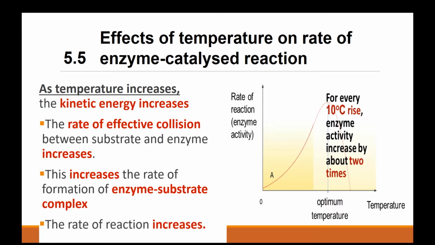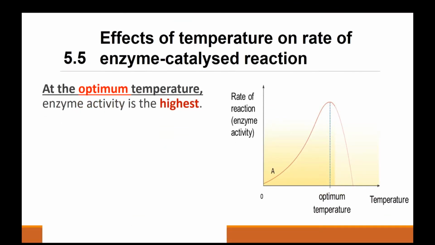In fact, there's this theory to say that for every 10 degrees Celsius increase in the temperature, the enzyme activity actually increases by about 2 times. So instead of the original part whereby it's low temperature, from here onwards, you realize that as the temperature increases, the rate of enzyme activity starts to increase. It doubles at every 10 degrees Celsius because it has more kinetic energy now and there's more collision between the enzyme and the substrate.